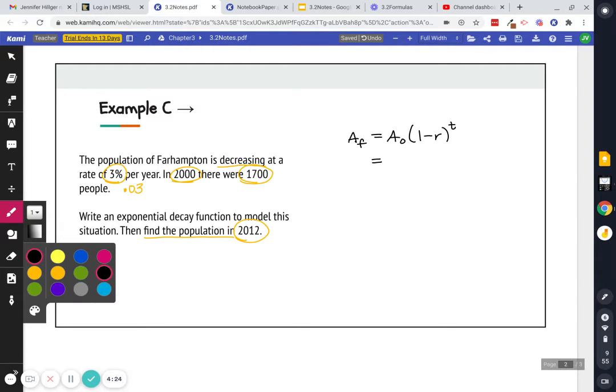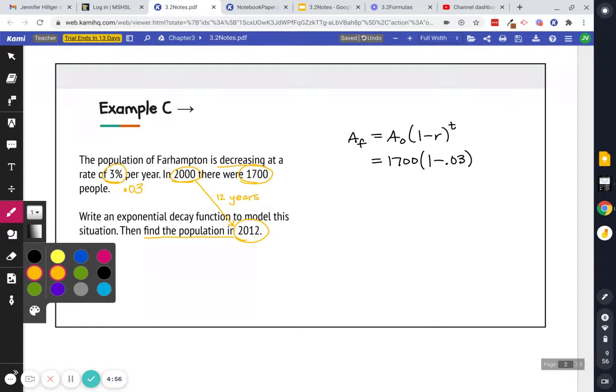I want to find, I probably could have used the P example, but we'll just go with what we've got here. I can still use A, it's just amount of people. My initial population was 1,700. I'm decreasing at 0.03. And now my T. It feels like we want to put 2012 as T because that's what the year is, but we need to be careful. From 2000 to 2012, that's actually 12 years. Shocker, right?